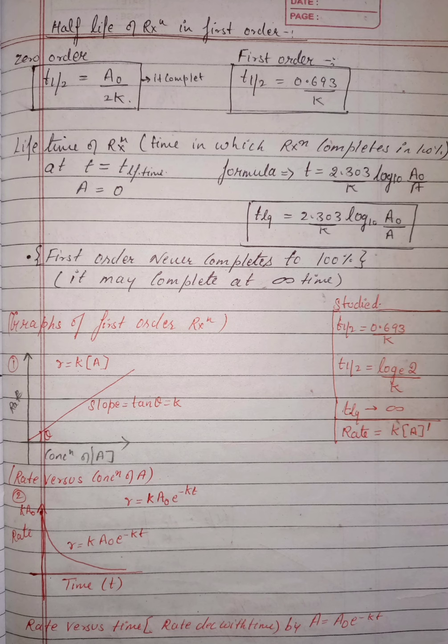A graph is given to you. The graph shows tan theta equals K, with rate versus concentration of A, and on one side there is a table that tells us about half-life. Now the second graph is A equals A naught e to the minus KT with respect to time. So, rate versus time: the rate decreases with time by A equals A naught e to the minus KT. That is said to be the Arrhenius equation.